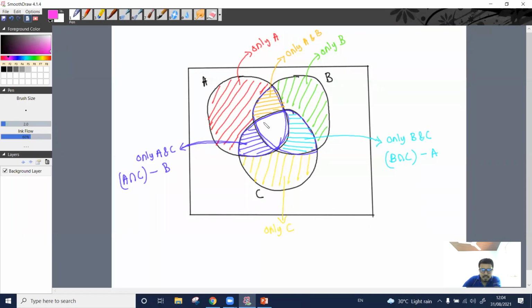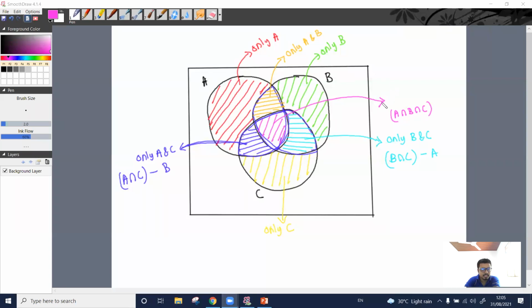Okay. Then what can you say about this one? This is A and B and C. Yes, that means A intersection B intersection C. In words, how can we interpret this particular part?